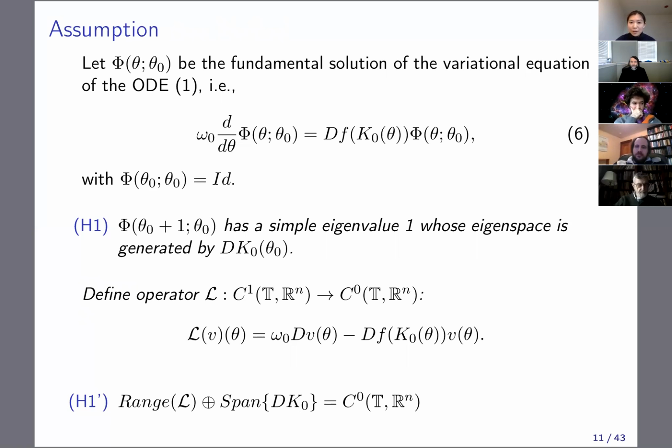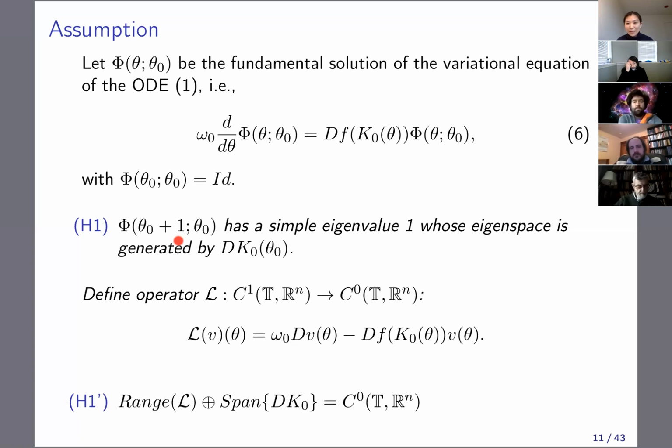So before talking about our main results, I will talk about assumptions. Let us start with assumptions on the periodic orbit of the unperturbed equation. For any fixed initial phase theta 0, we consider this fundamental solution of the variational equation of the ODE around the periodic orbit k0. So phi of theta 0 satisfies this equation, and it also satisfies this initial condition. Our assumption on the periodic orbit of the unperturbed equation is that the monodromy matrix has only simple eigenvalue 1, which corresponds to the tangential direction of the periodic orbit.